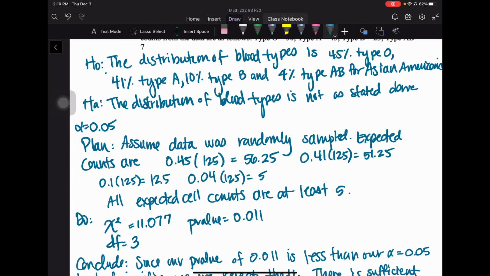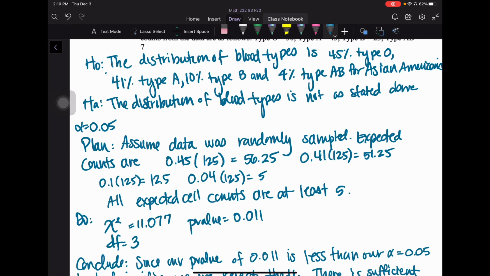For plan, we have to assume that the data was randomly sampled because it's not stated, and then we need to show that the expected counts are bigger than 5. What we do is we take the sample size times the percent to find out what we would expect in 125 individuals, which are listed right there.